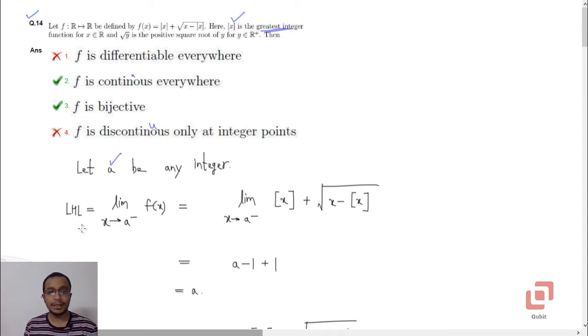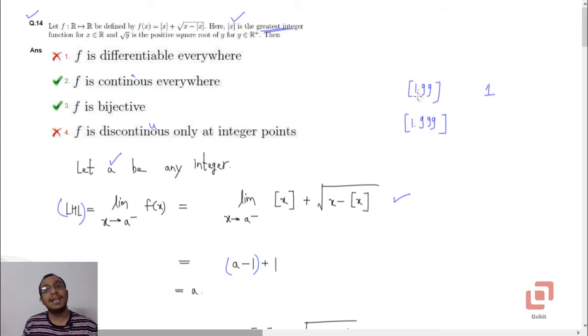Let us first calculate the left hand limit. What is the function? It is floor of x plus root of x minus floor of x. Now if we have any number which is less than a but very close to a, which is an integer, then clearly floor of x will be a minus 1. For instance, no matter how close you go to 2, these numbers will always get mapped to 1, because it is the greatest integer less than or equal to these.